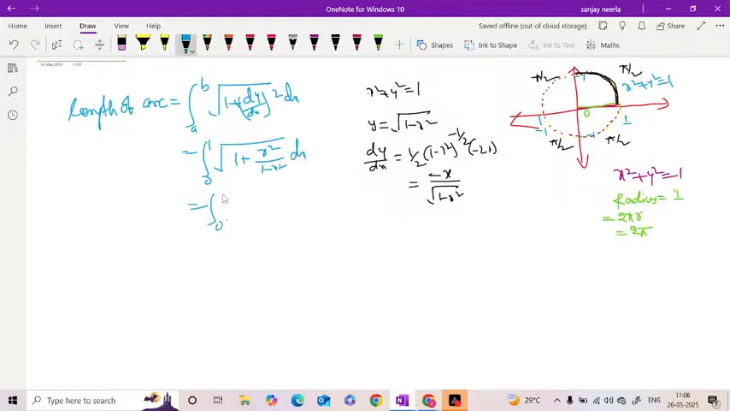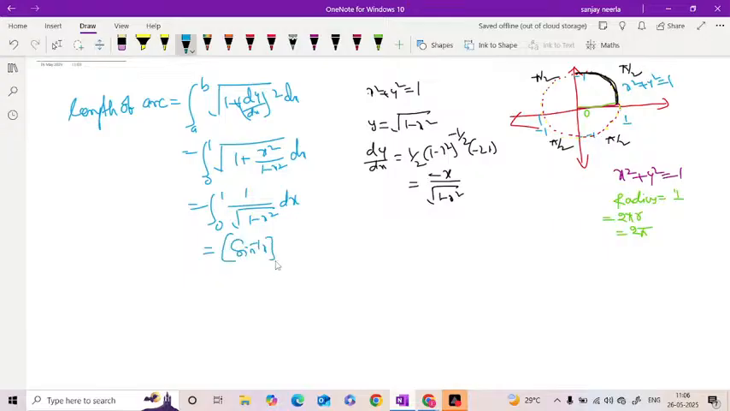That means integral 0 to 1. After rewriting we will get 1 by under root of 1 minus x square only, because x square will cancel. So 1 by under root of 1 minus x square into dx. Now what is the integration of 1 by under root of 1 minus x square? Anybody? It is the sine inverse of x only.